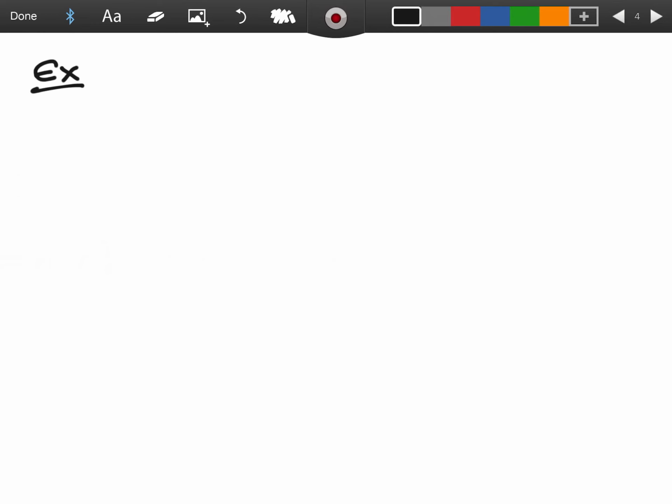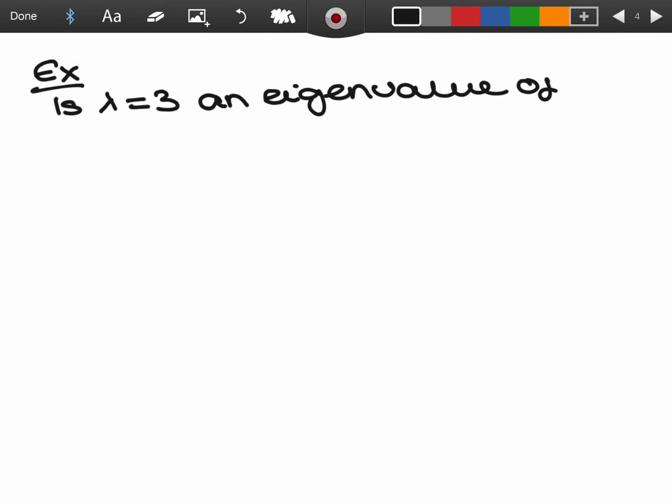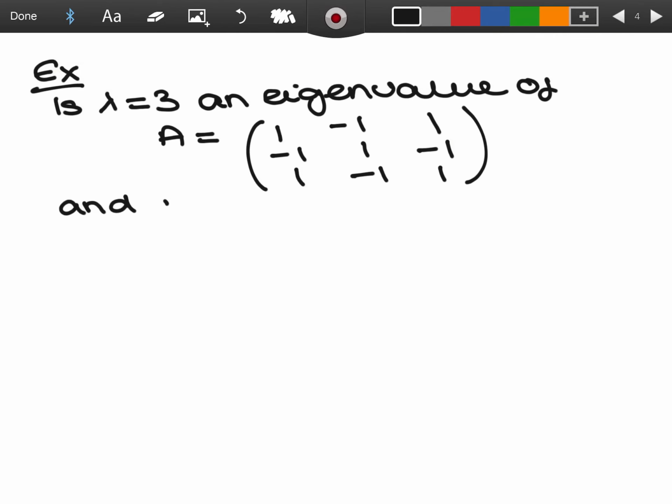We're going to do a quick example. So the question is: is lambda equal to 3 an eigenvalue of this matrix? Okay. And if that is the case, we're going to find the corresponding eigenvectors.